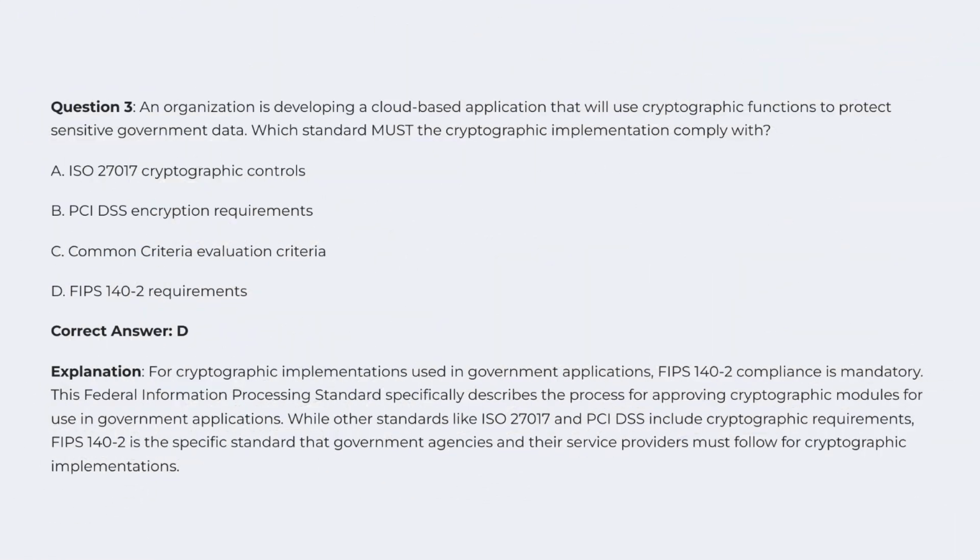Correct answer, D. Explanation. For cryptographic implementations used in government applications, FIPS 142 compliance is mandatory. This Federal Information Processing Standard specifically describes the process for approving cryptographic modules for use in government applications. While other standards like ISO 27017 and PCI DSS include cryptographic requirements, FIPS 142 is the specific standard that government agencies and their service providers must follow for cryptographic implementations.